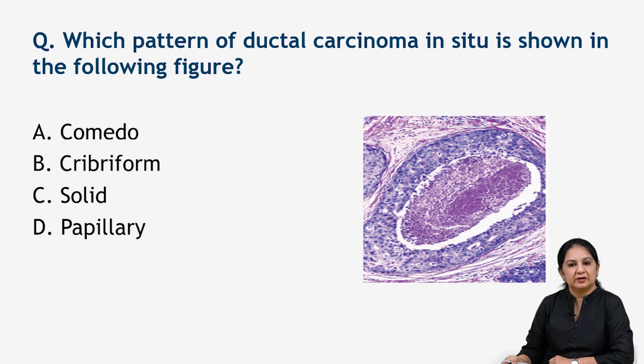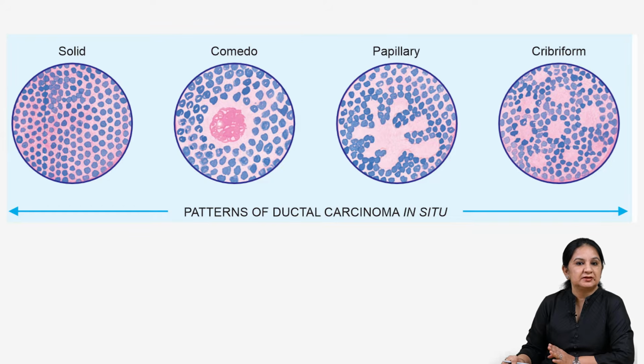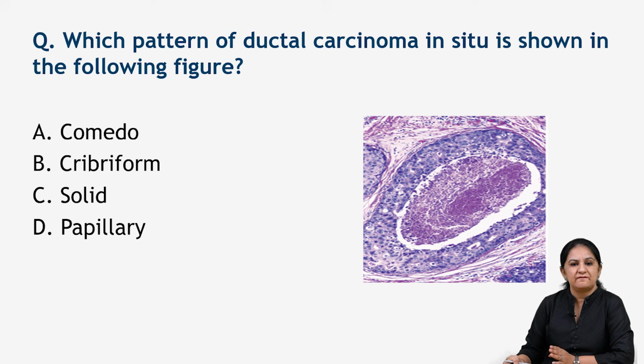Which pattern of ductal carcinoma in situ is shown in the following figure? See, it's a very simple question. We all know what patterns are seen in ductal carcinoma in situ. We all know these are solid, comedo, papillary or cribriform. And the image given in our question, very simple. The correct answer is comedo pattern, right? Moving on to the next question.